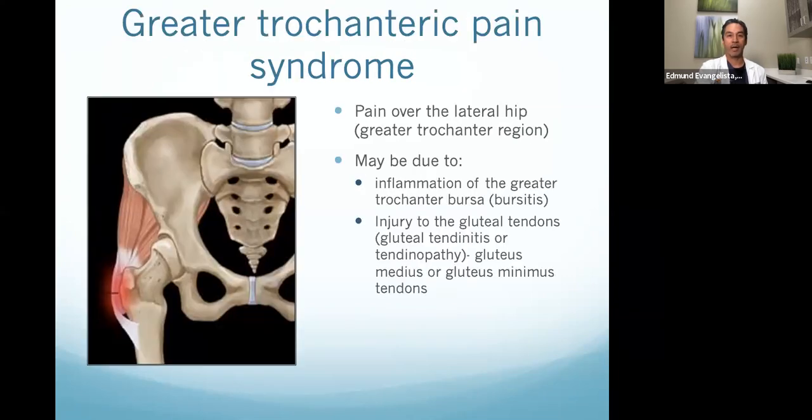Now I'm going to talk about greater trochanteric pain syndrome. This is the other condition that we see very commonly in our practice. Basically, this is pain over the lateral hip or the greater trochanter region. It's usually due to either inflammation of the greater trochanter bursa, or bursitis, or an injury to the gluteal tendons, gluteal tendonitis or tendinopathy, specifically the gluteus medius and gluteus minimus tendons that attach right onto the side of the hip.